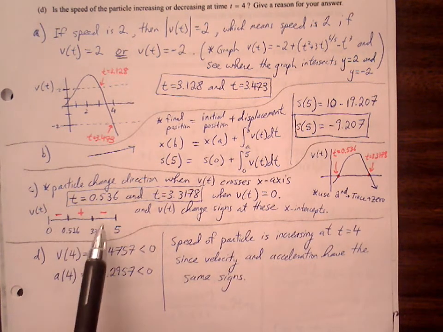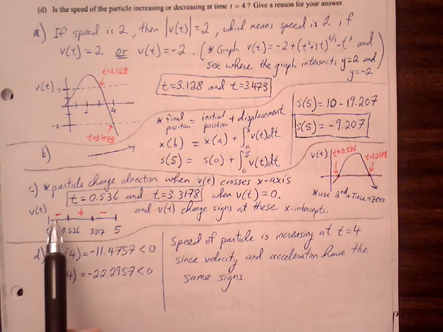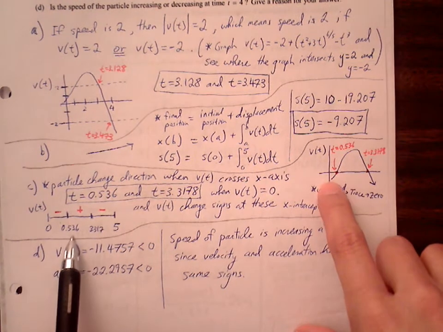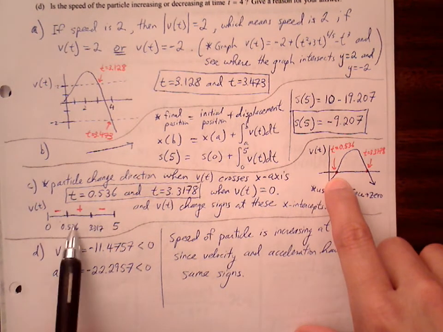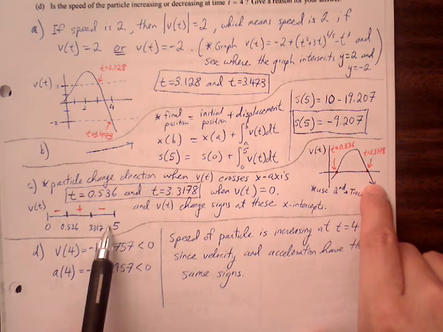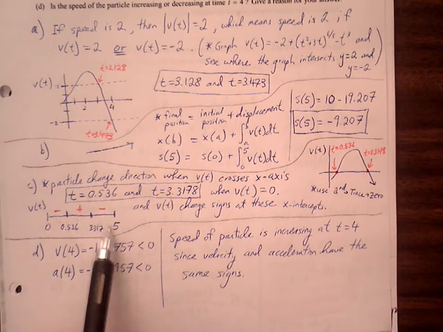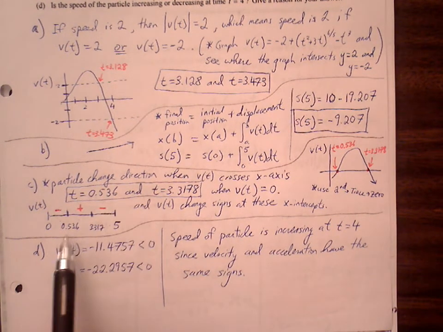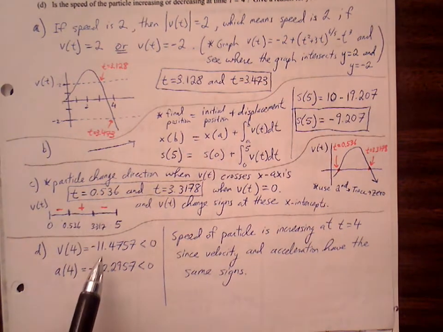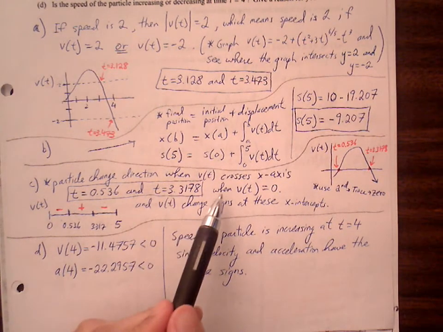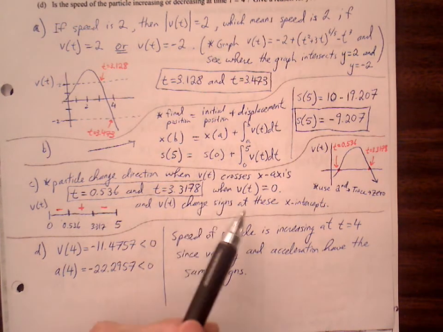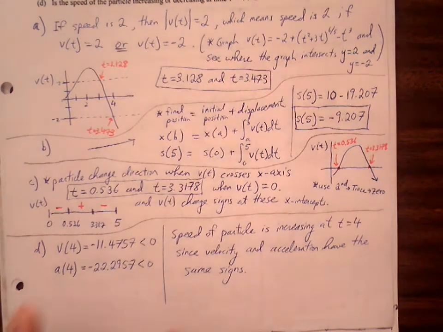We place those critical points onto our velocity sign line. We can test values, or we can look at the graph. We can tell that between 0 and 0.5 we have negative velocity. Between 0.5 and 3.37 it's a positive velocity, and between 3.3 and 5 is negative velocity. Okay. So particle changes direction at 0.5 and 3.3 because we see change in signs. So not only is velocity 0, but our velocity sign actually changes from positive to negative or from negative to positive.